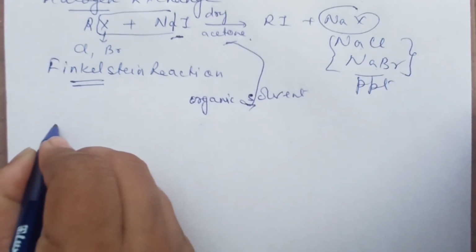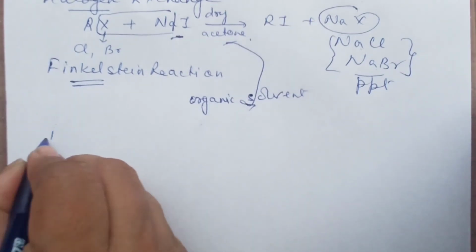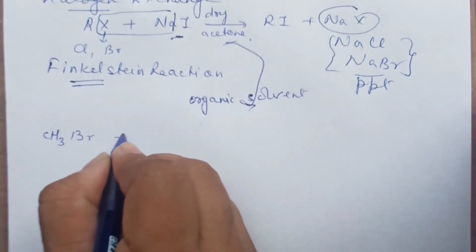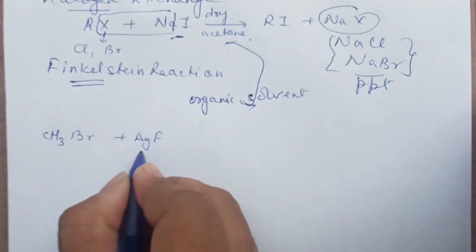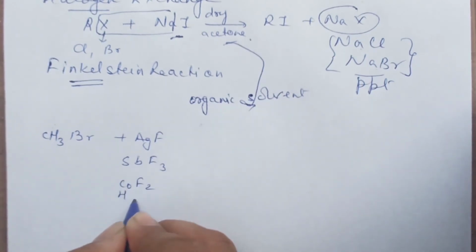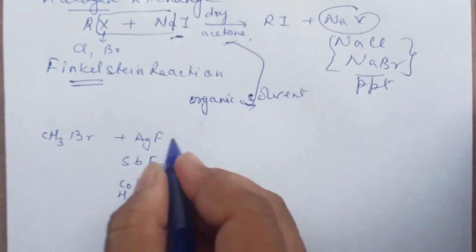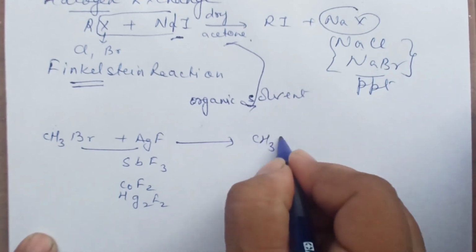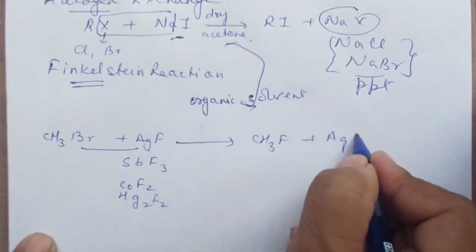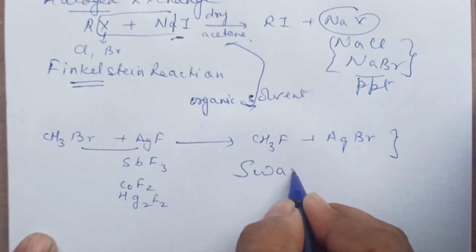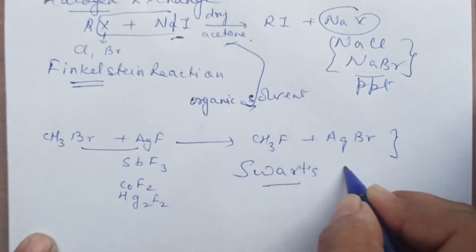There is one more halogen exchange reaction, children, that we use, that is the Swarts reaction. You take the chloride or bromide, again in the presence of metallic fluorides, which can be silver fluoride, antimony fluoride, cobalt fluoride, or Hg2F2. These are all metallic fluorides we can use. Again, just an exchange, and you get CH3F plus AgBr. This is another name reaction, the Swarts reaction.